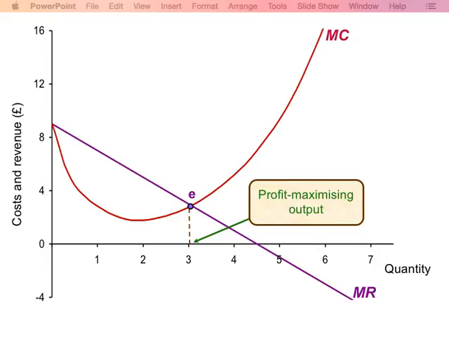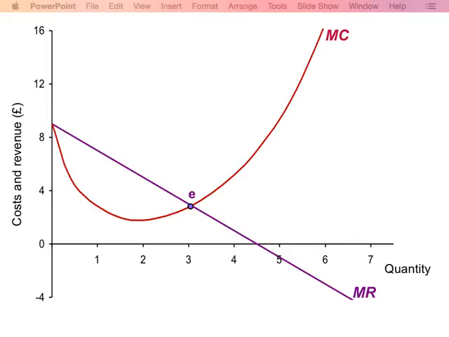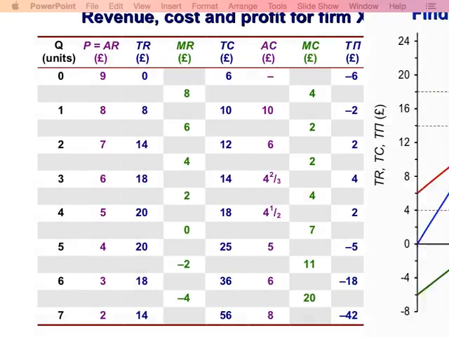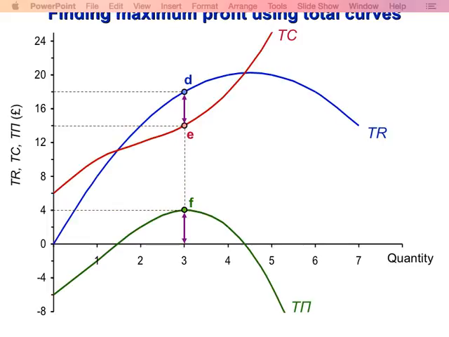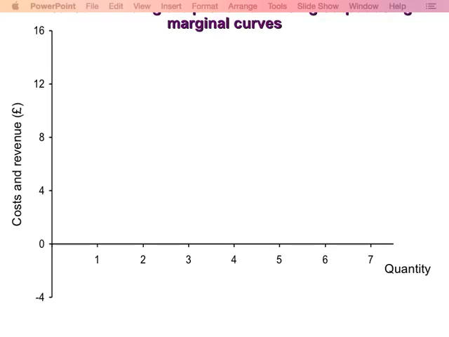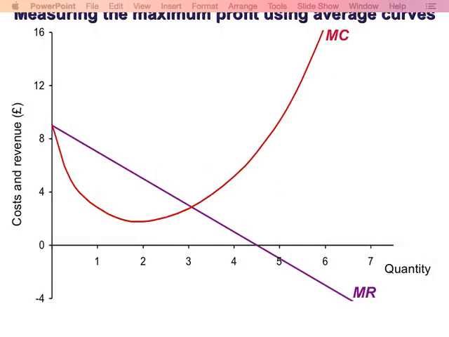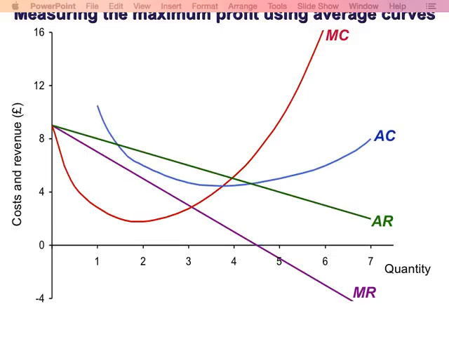Let's see how important it is. We can see that by superimposing other curves now. Let's impose the average revenue curve. Remember, the average revenue curve was the demand curve. Now let's superimpose the average cost curve.